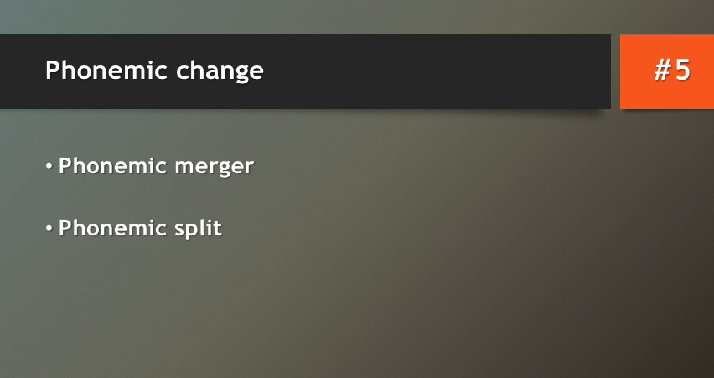From these examples of phonemic change, we can see that there are two types in which phonemes can change. There is phonemic merger, in which two different phonemes merge into one, and there is also phonemic split, in which one phoneme splits into two different phonemes.